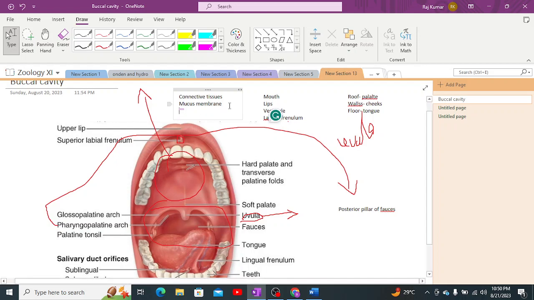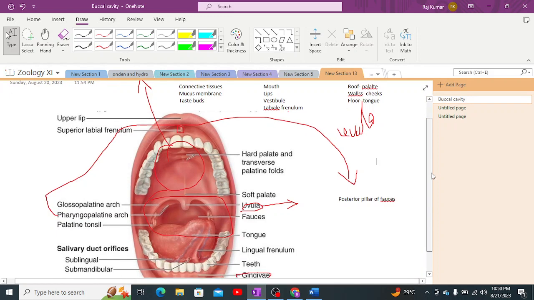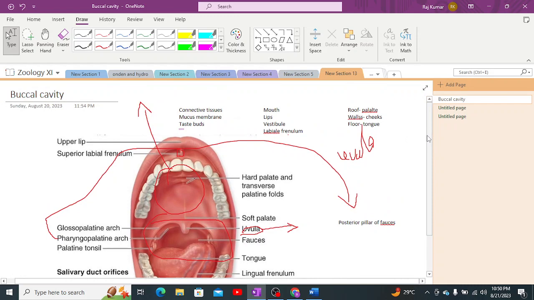This mucous membrane is also present in the hard palate, but it is mostly prominent in the soft palate. Another structure prominent in the soft palate is the taste buds. Even though taste buds are predominantly found in the tongue, some taste buds are also found in the soft palate, but these are mostly considered to be found in the tongue.